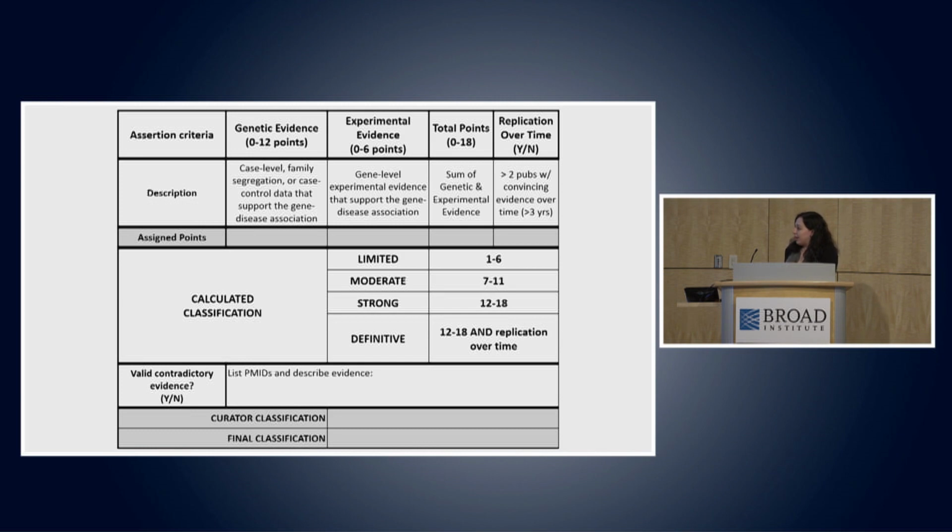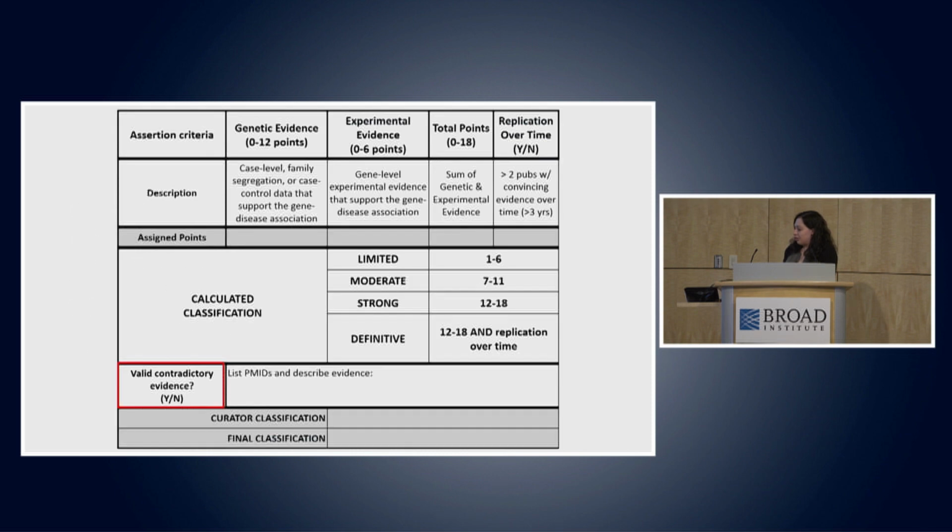You'll notice that strong and definitive are actually the same amount of points, 12 to 18 points. However, the way that you bump up a gene curation from strong to definitive is that the gene curation has been replicated over time. And so we wanted to see that there are more than 2 publications with human data implicating the gene in disease over more than 3 years, just to give researchers enough time to potentially refute or dispute or publish conflicting information. And so in that case, even if you would have the same score, you would bump from strong to definitive.